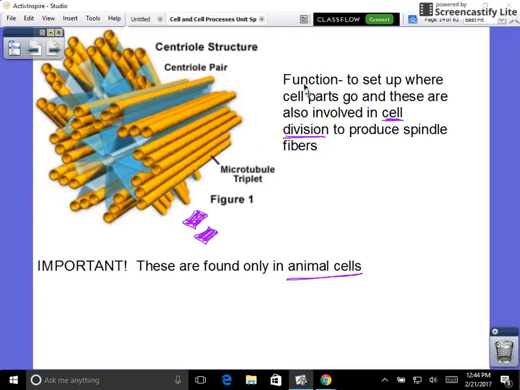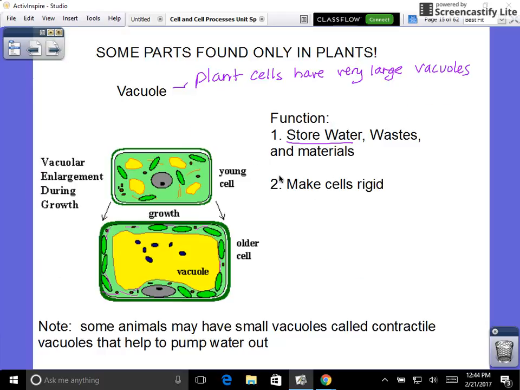The centrioles are found only in animal cells. They kind of look like this if you would draw it in a planar form. They set up where the cell parts go during cell division, and they're going to produce spindle fibers. So we'll talk about these a lot more in Unit 4. And then some parts are found only in plants.